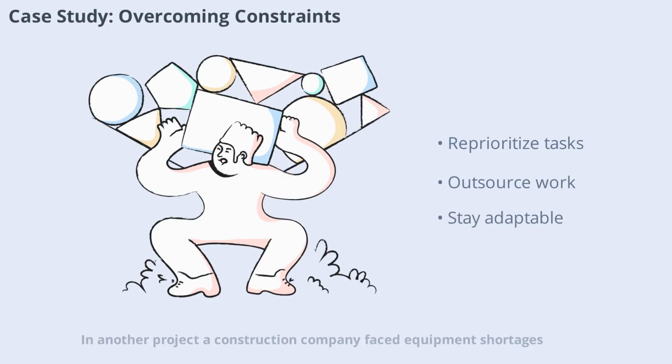In another project, a construction company faced equipment shortages. By reprioritizing tasks and outsourcing some work, they kept the project moving forward. This example shows how creative problem-solving and adaptability are key to overcoming resource constraints.